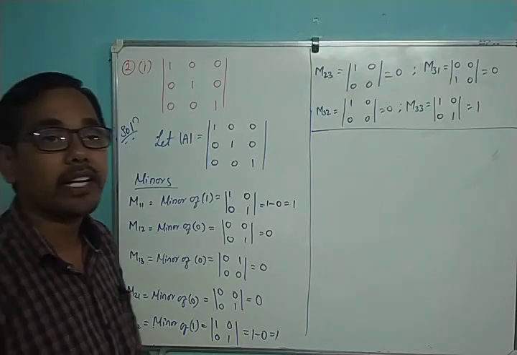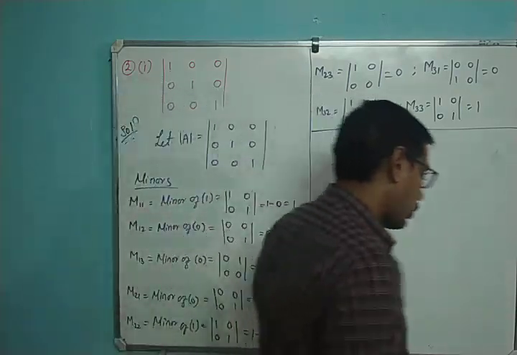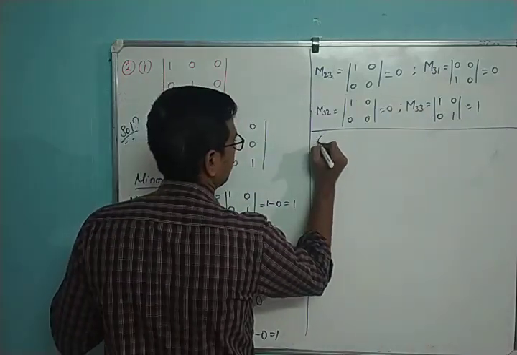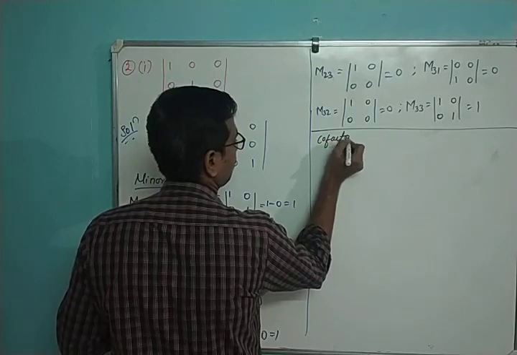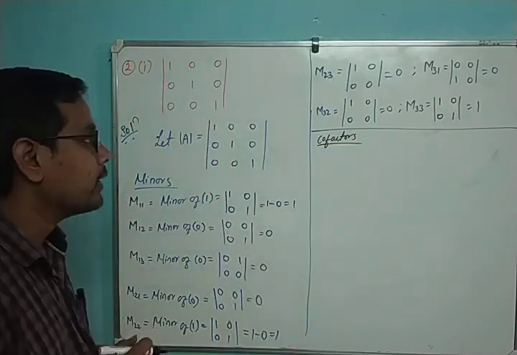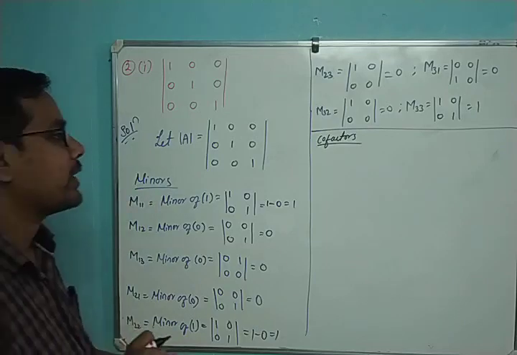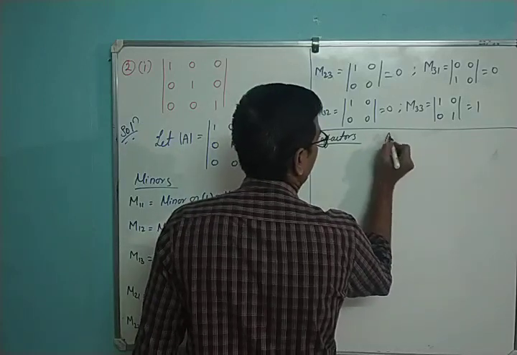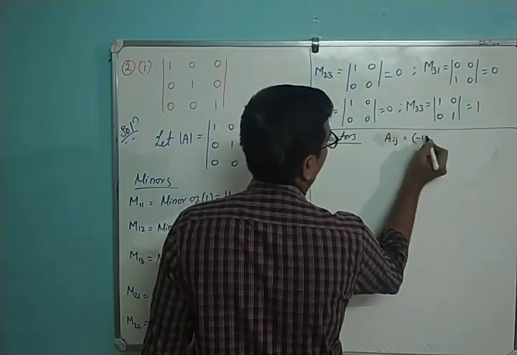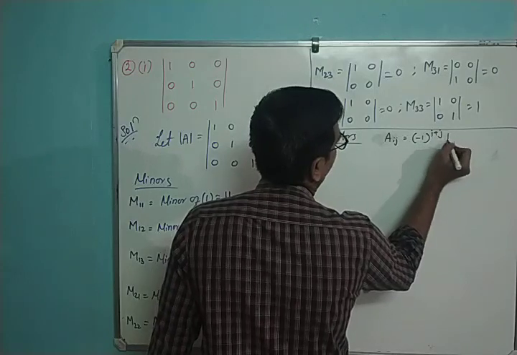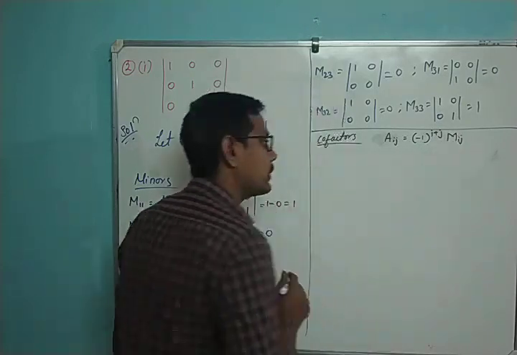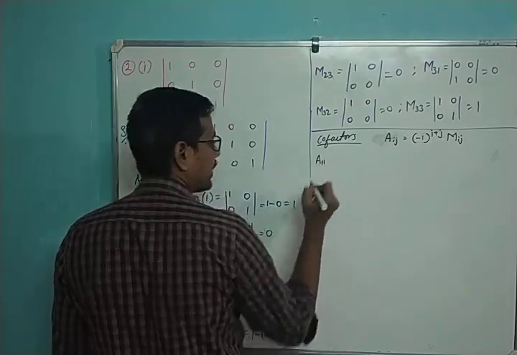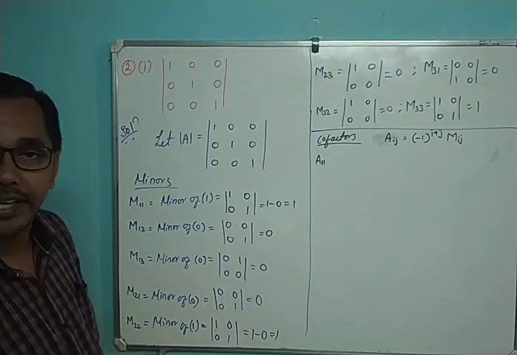Now it's the time to calculate cofactors. Okay. So how to calculate cofactors? So cofactors are calculated based on the formula Aij is equal to minus 1 to the power i plus j into Mij. Right? So now, based on this we will calculate all the cofactors A11, A12, so on up to A33.